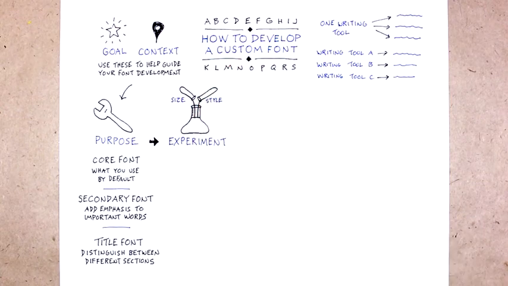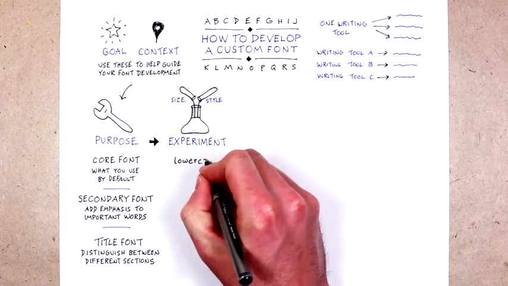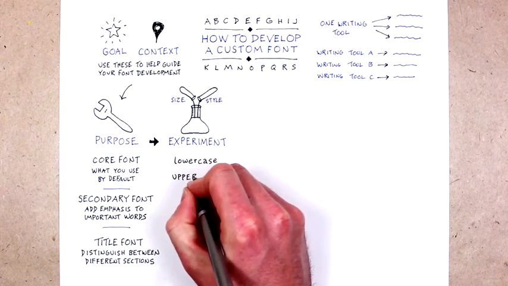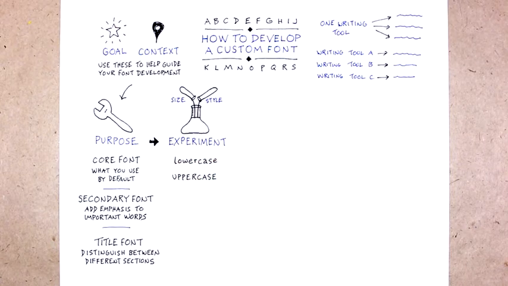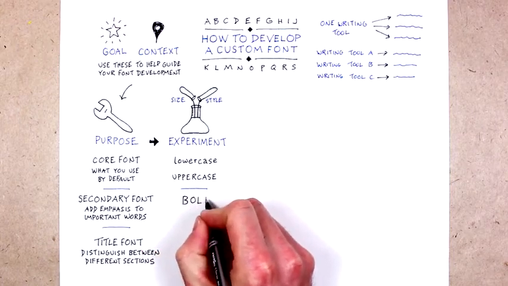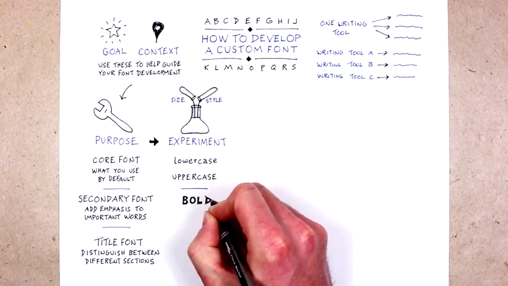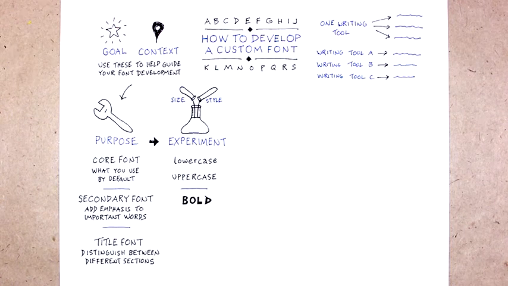So for your core font, you might try out lowercase writing and uppercase writing to see which you like better and which feels more natural to you. For a secondary font, you could add a bit of boldness or maybe write the words in more of an italic style. And for a title font, you could go big or maybe add a bit of extra style to make those words really stand out.